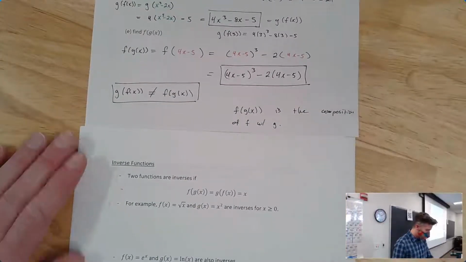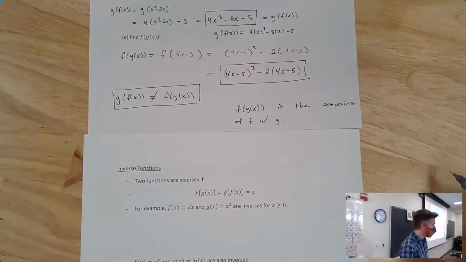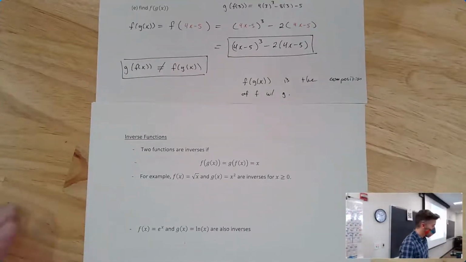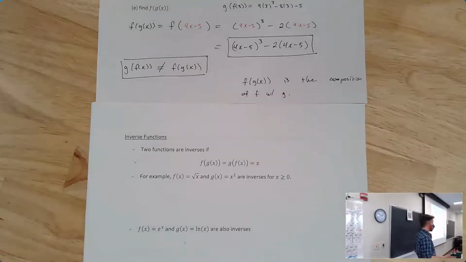So I just said g of f of x does not equal f of g of x generally, but there is a time when they do equal each other. Specifically, if two functions are inverses. Two functions are inverse functions if f of g of x is equal to g of f of x, and they're both equal to x. What I really like to think of is that inverse functions undo each other. F of x does something, g of x undoes it, and you get back to the x value you started with.